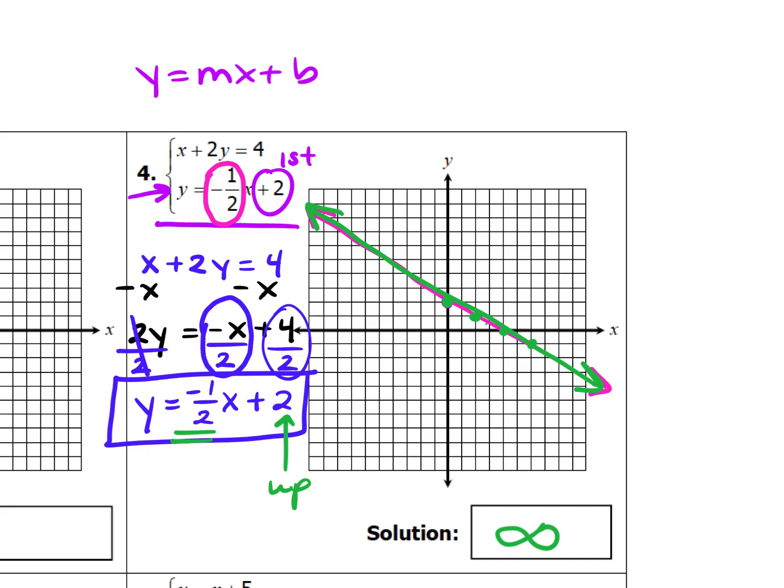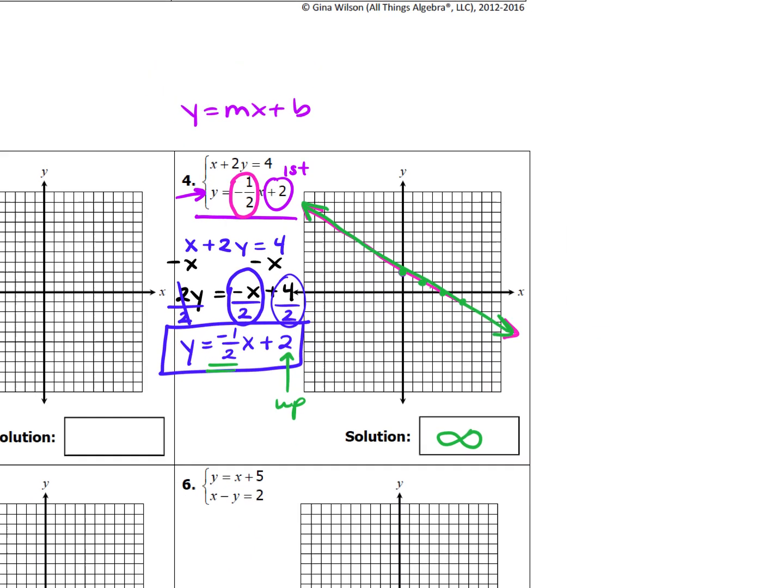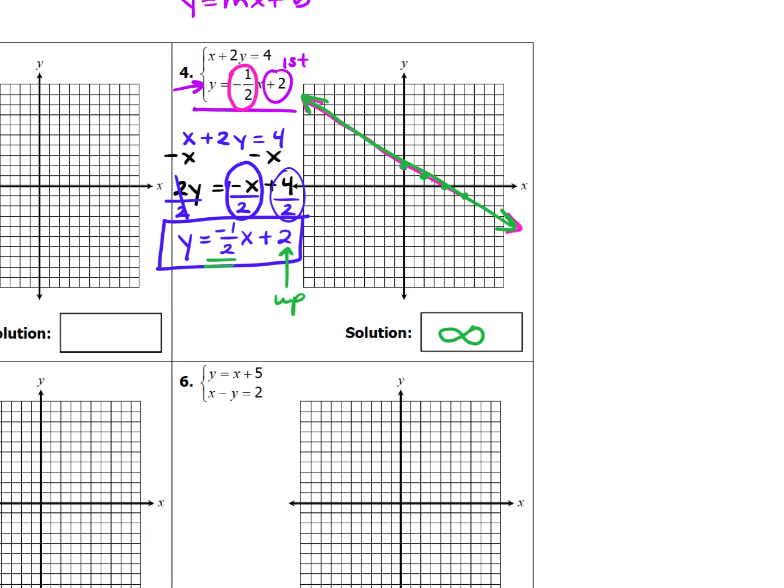Are we refocused? Brains turned on? We're so close.